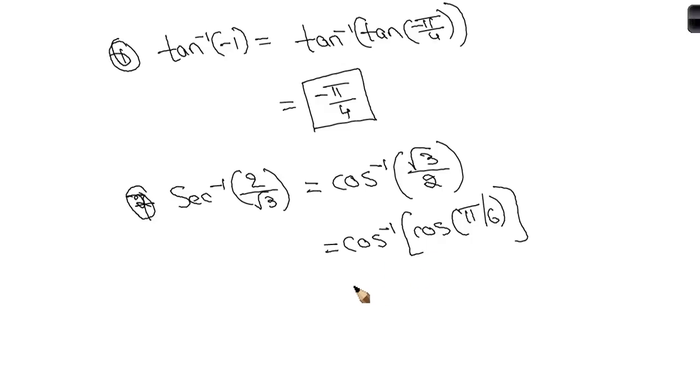So cos inverse and cos will get cancelled, so the answer is pi by 6. Secant inverse of root 3 will be pi by 6.